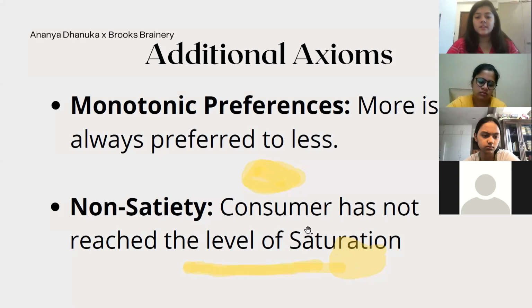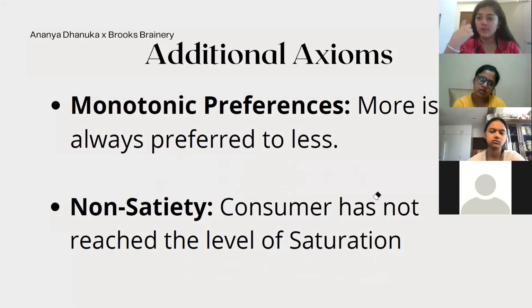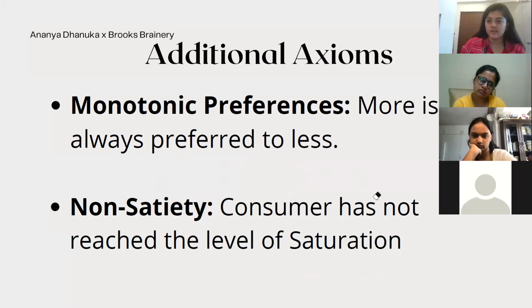All right. There are two additional axioms that we should talk about, and these are very intuitive in nature. Monotonic preferences, which is that more is always preferred to less. Which is why, when we talk about indifference curves, which is exactly how you plot your preference bundles, you assume that more is always preferred to less, and that's why as you move to higher indifference curves, your level of satisfaction is increasing. But is more always preferred to less?